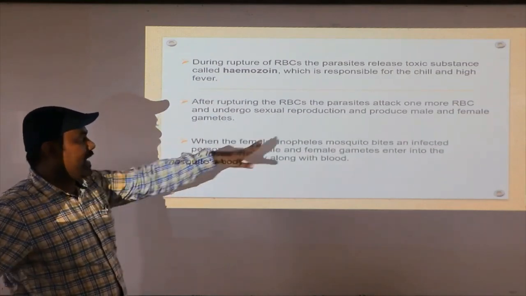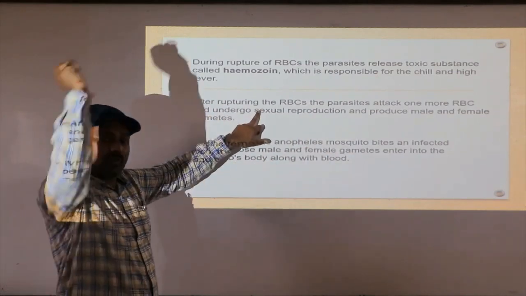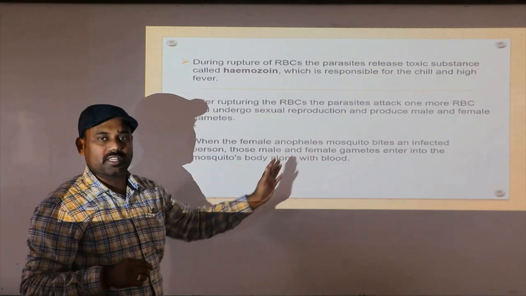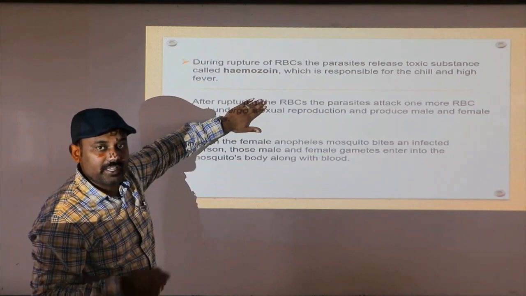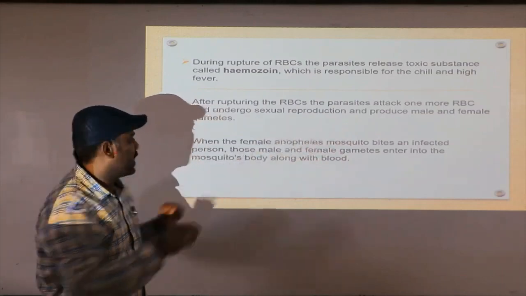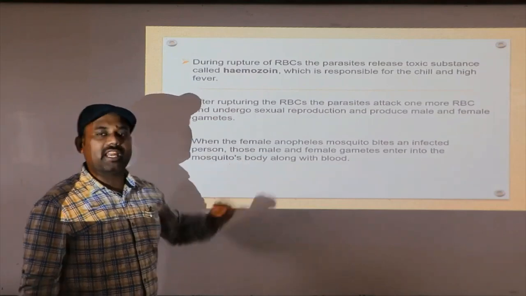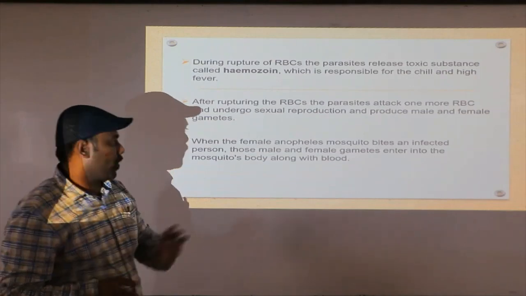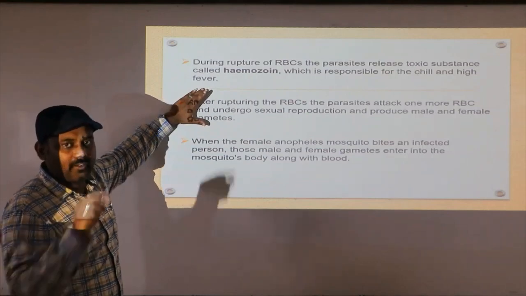Next. When the female Anopheles mosquito bites an infected person, again this person, clear? So before, when the mosquito was biting, he was considered as normal. But after the whole process, he is going to become infected. Now a mosquito bites this person, what happens? His blood contains sporozoites, or male and female gametes. So when this female Anopheles mosquito bites this infected person, those male and female gametes enter into the mosquito's body. Do remember, his blood contains male and female gametes of sporozoites.